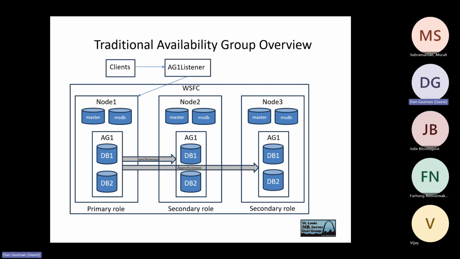So again, the clients always connect to the listener of the availability group, which is really just an abstraction layer over whatever the primary node happens to be at the time. By connecting to the listener, there's location independence of where the actual availability group databases reside.